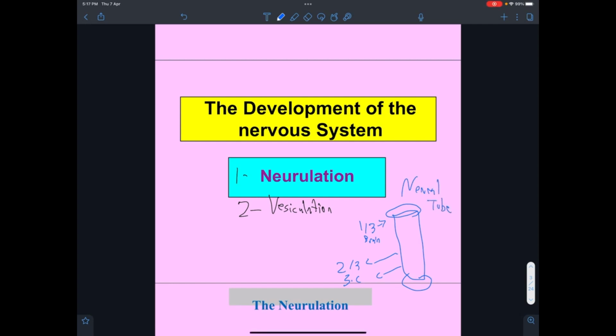But before we even talk about the neural tube, we need to know how it is developed in the first place. This is what neurulation means, the process of formation of the neural tube. So let's take a quick look at how it's developed, and then we can go to the second stage regarding the brain, known as vesiculation, because eventually one third of it is going to form three vesicles, and then we'll continue from there. Okay? Now let's start with neurulation.